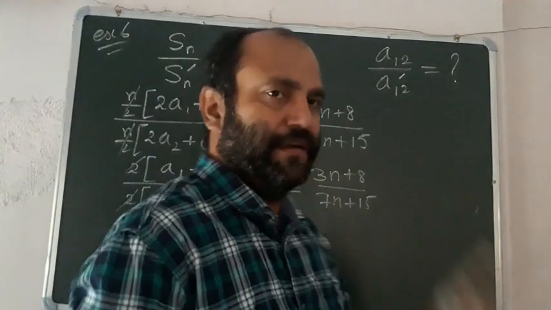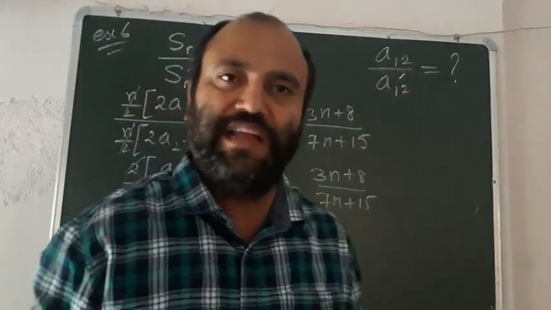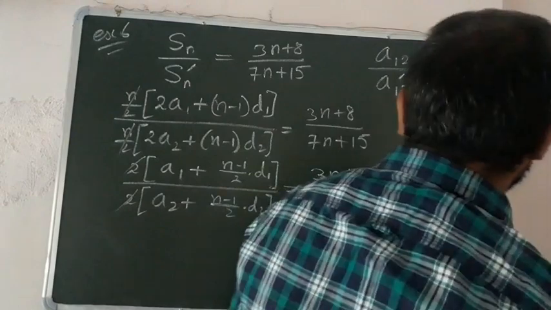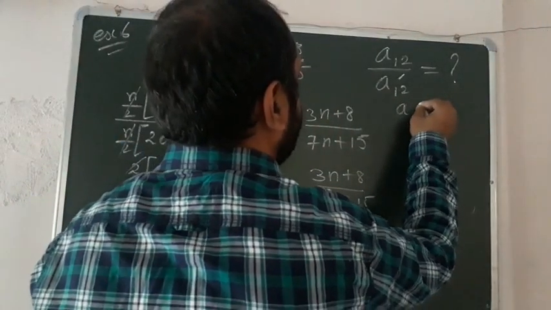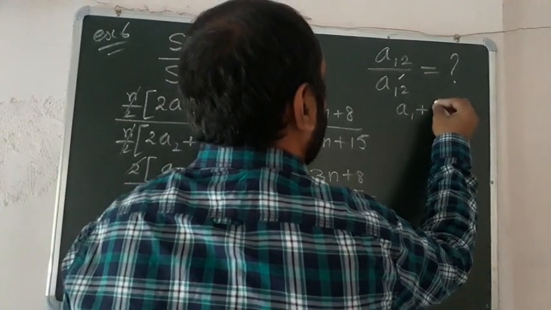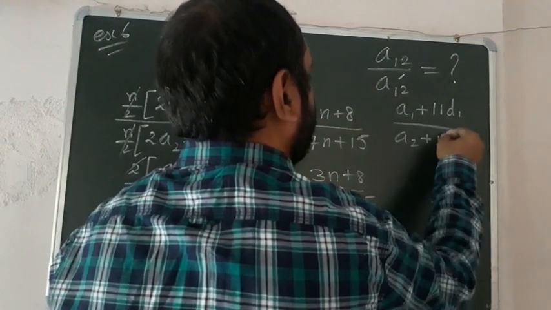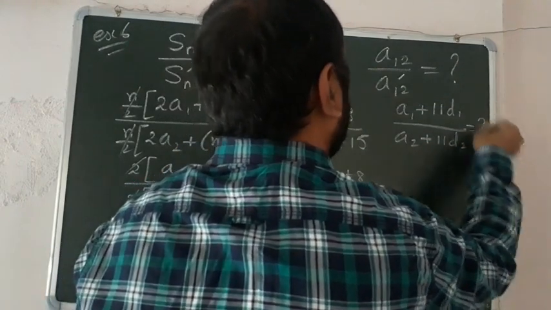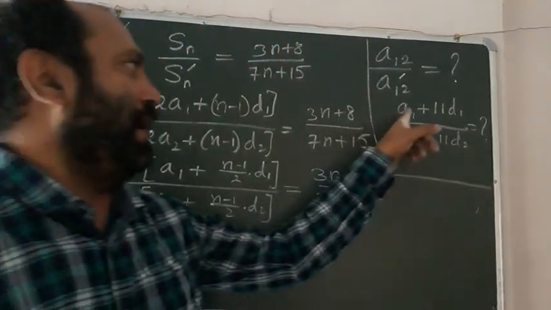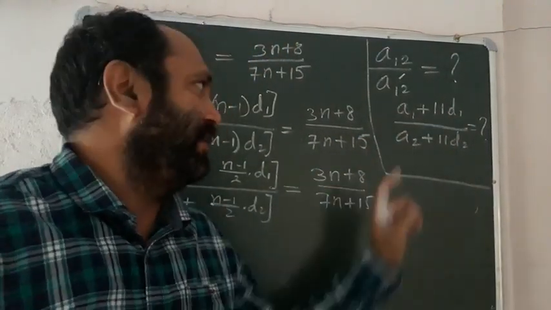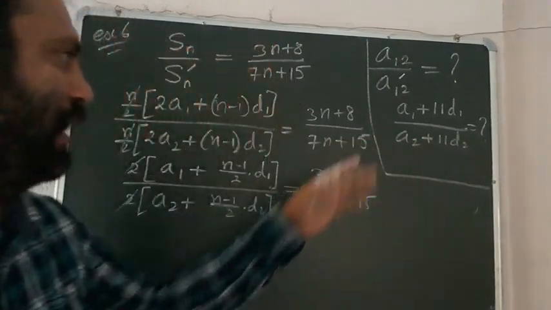We have to find this. Now note this point. You have to find this a12 over a12 dash. That means you have to find a1 plus 11 d1 over a2 plus 11 d2. As you see, you have to find a1 plus 11 d1 and a2 plus 11 d2. So you have to find this value.